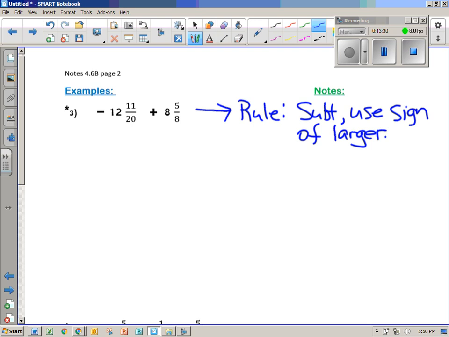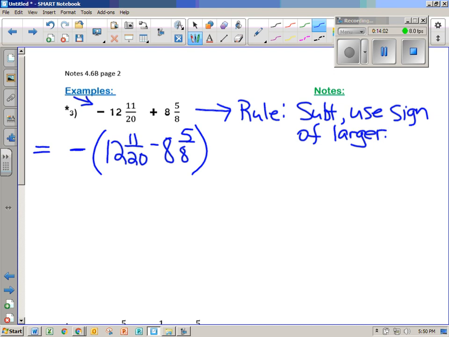Well, before I ever start, I know I'm going to subtract the smaller number from the large number. So I'm going to take 12 and 11/20, and I'm going to subtract 8 and 5/8, because that's what the rule says to do. And the outcome has to be the sign of the larger. Well, if you look at your original problem up here, the larger is the negative, or 12 and 11/20, so the whole thing's going to be negative.